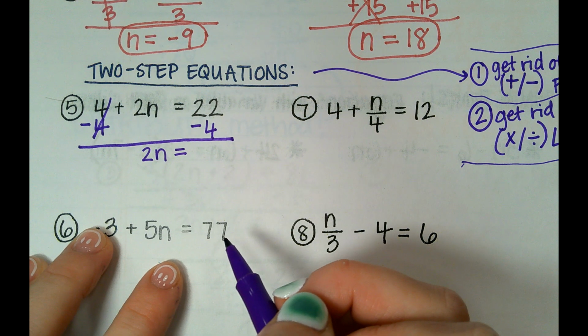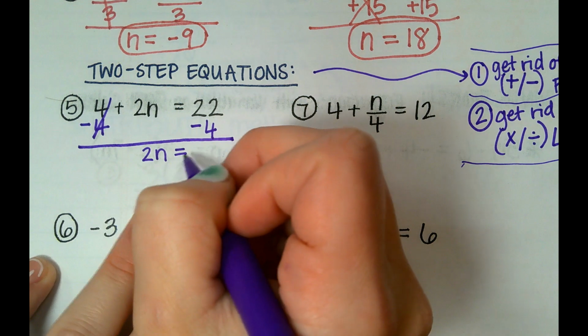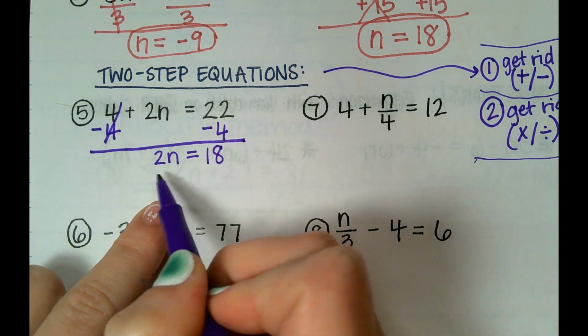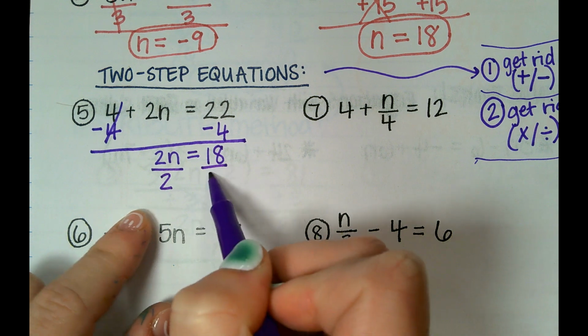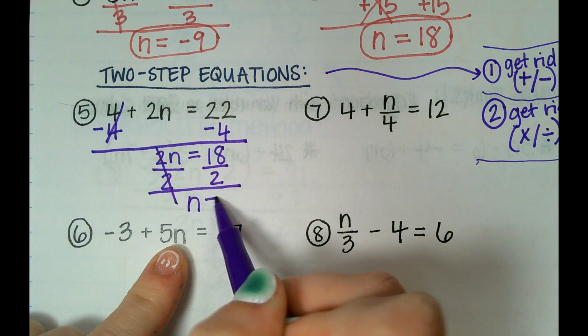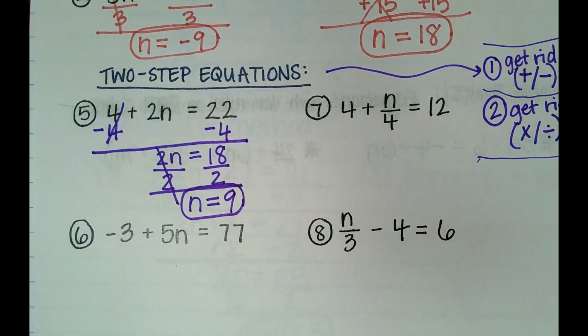equals. What was it? 18. Perfect. 2n equals 18. Now you're dividing. Good. So divide by 2 on both sides. Cancel the 2. n equals 9. Very good. Okay. That's number 5. We got n equals 9. Y'all got that?